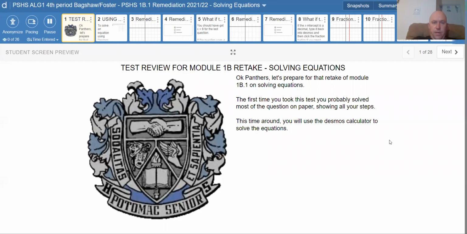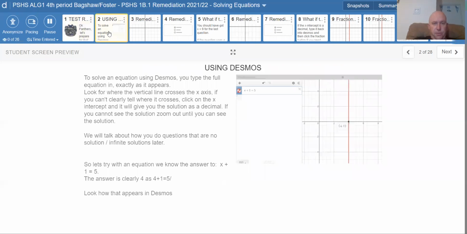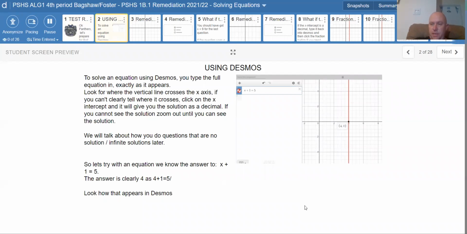Okay, this is the video tutorial for solving equations. And this is 1B.1. This is where you have to just solve the equation. Now, originally when we did this by hand. When it comes to the SOL, you can actually use Desmos to solve equations. So we're going to look at that here.